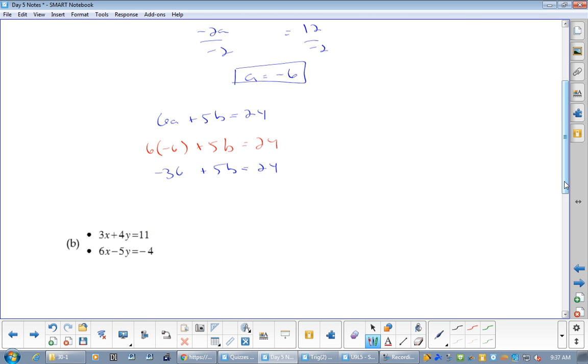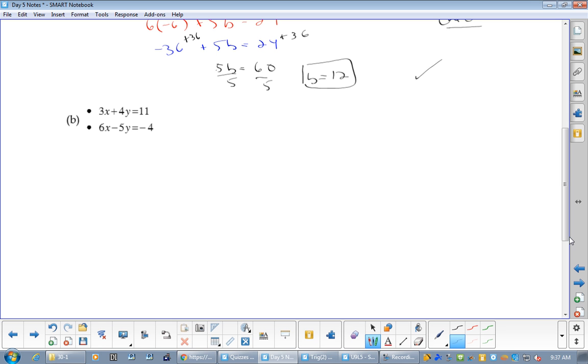Now, I'll add 36. I'll get 5b equals 60. Divide by 5. B equals 12. Okay, and then you want to check, but just for sake of time, trust me, it works.